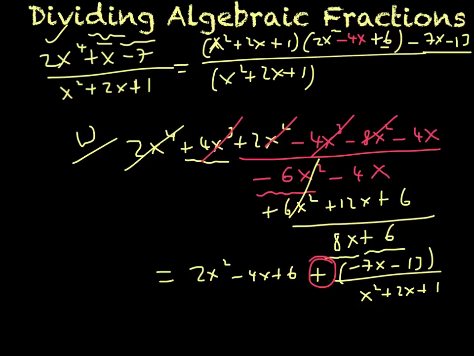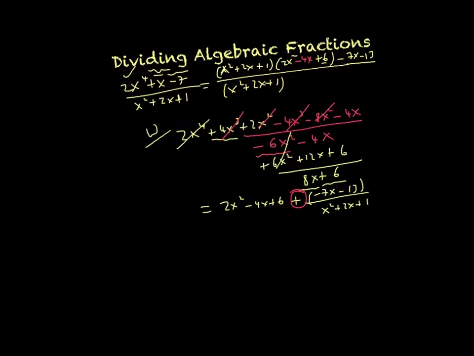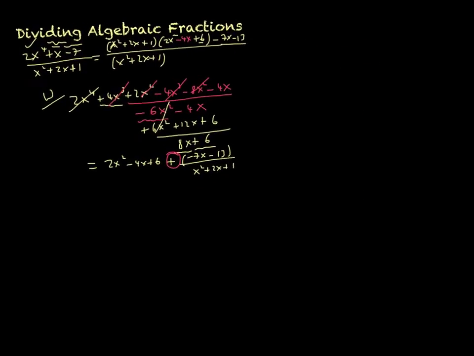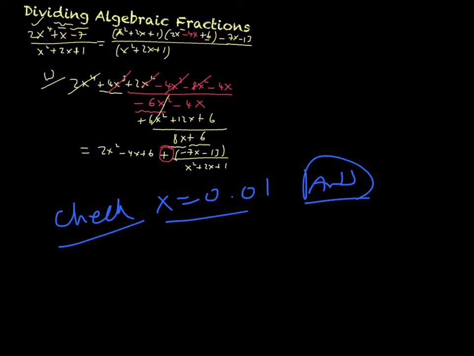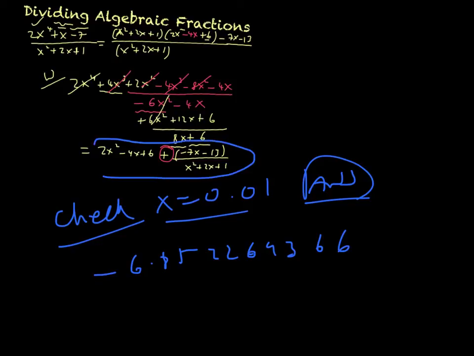And again, what we'll do is, I'm not finished because I might have made a mistake. So I want you to check for me. So we're whacking x is 0.01, use our answer button. If I quickly do that, you do it at the same time, so let's do it. We'll whack that in the top, 2 answer to the 4 plus answer minus 7 over answer squared plus 2 answer plus 1. This gives us minus 6.8522693666.